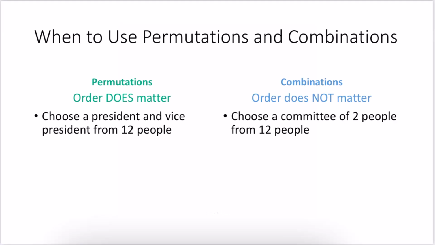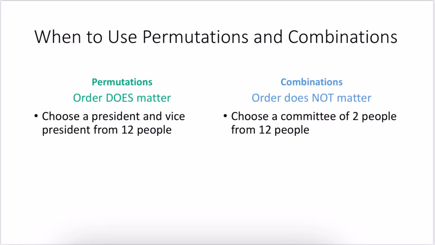All right, so when you were watching the videos about how to calculate permutations and how to calculate combinations, you probably noticed that they're very similar to each other. And the main thing that's different between the two of them is that with permutations, the order matters, versus with combinations, the order does not matter.